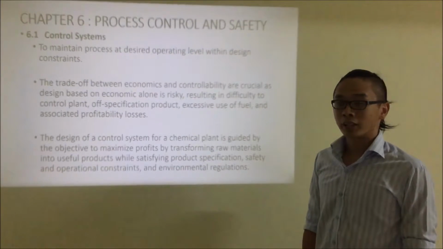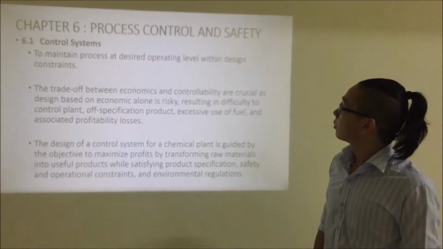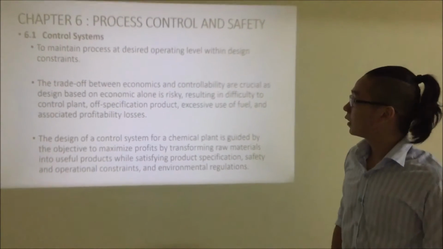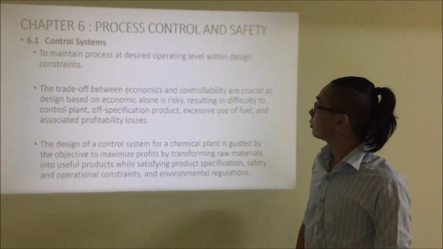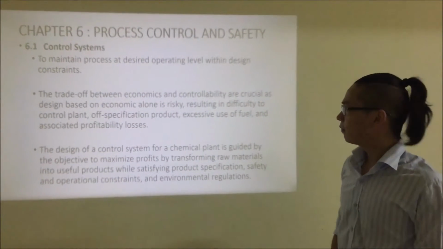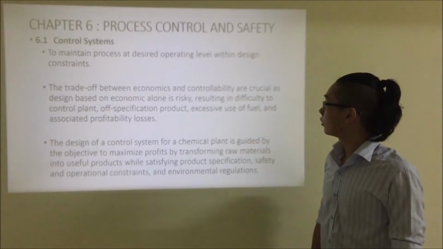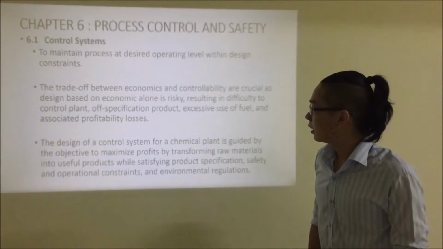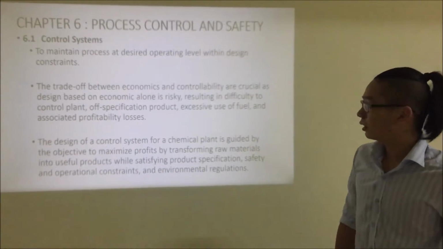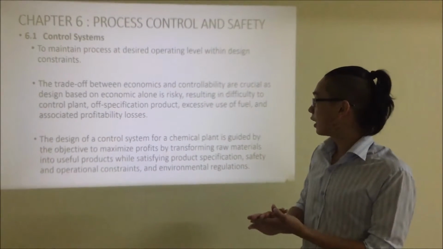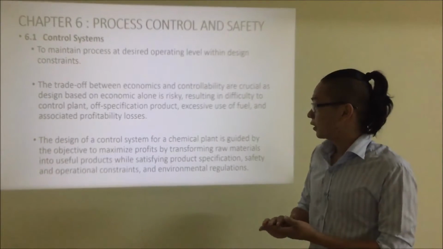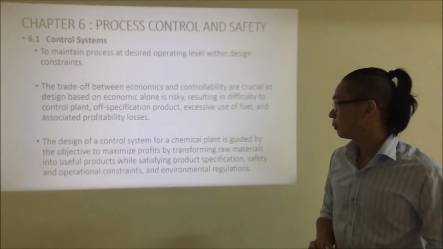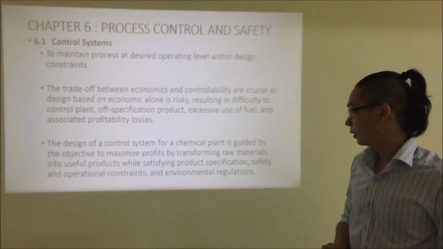The title that I am going to present is Chapter 6, Process Control and Safety. The control system is used to maintain the process at the desired operating level within design constraints. The trade-off between economics and controllability is crucial because a design based on economy alone is risky, resulting in difficulty to control the plant, off-spec product, excessive use of fuel, and so on. The design of a control system for a chemical plant is guided by the objective to maximize its profit.